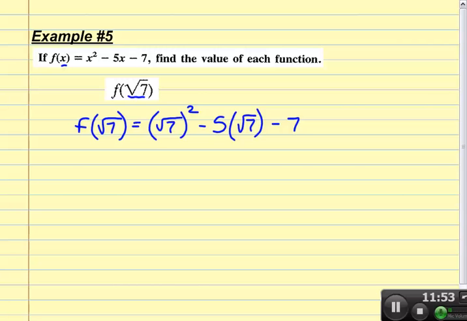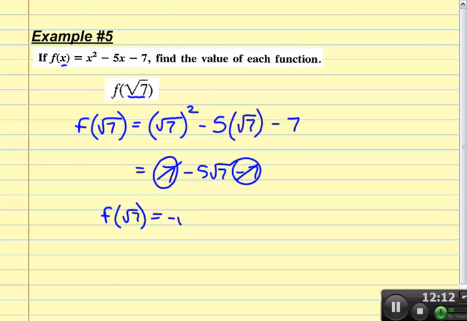Let's just simplify here. Root 7 squared, of course, is just 7. Minus 5 root 7 minus 7. Let's combine what we can. 7 and negative 7, those two things just cancel out. And I get f of root 7 is equal to negative 5 root 7. Just plug it in and simplify it. That's it. Done. So you need to know how to do that.